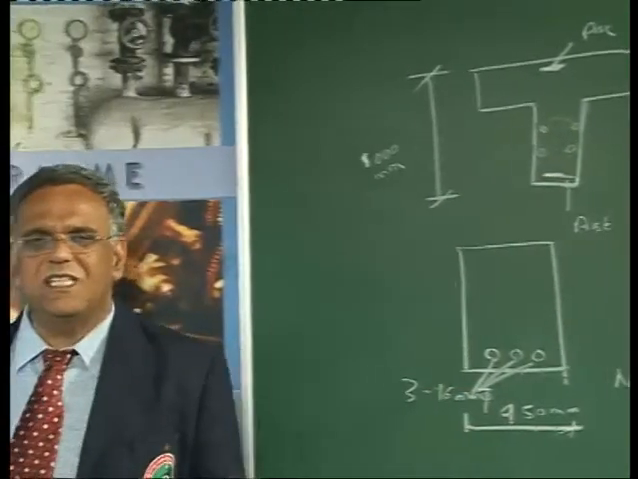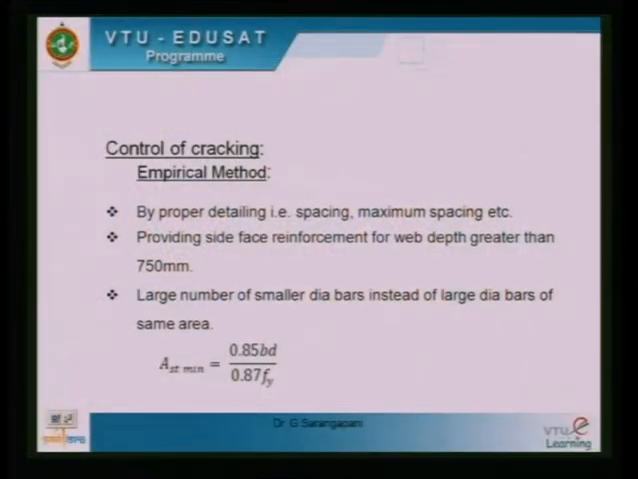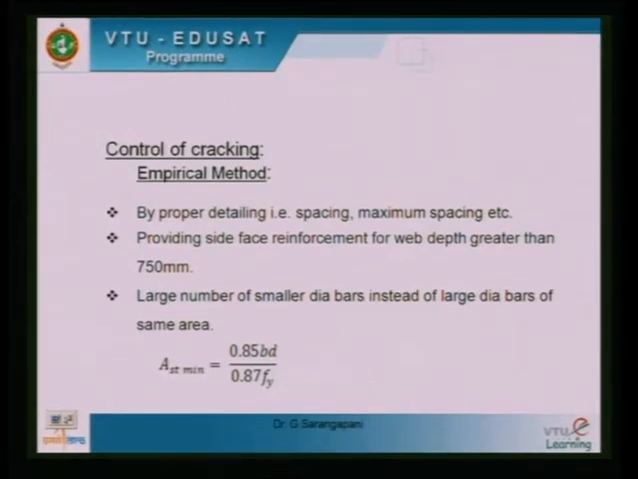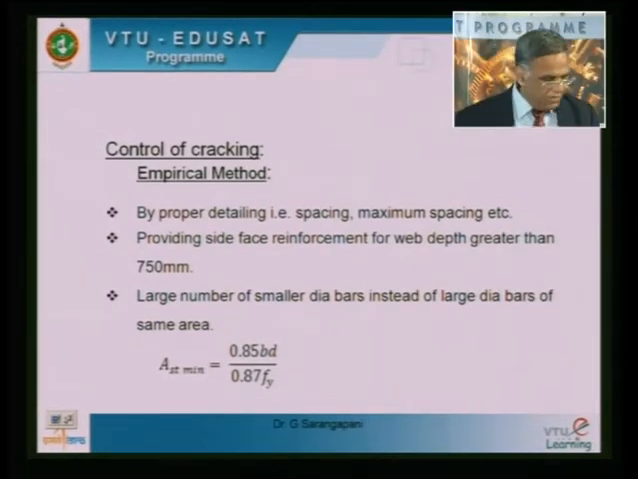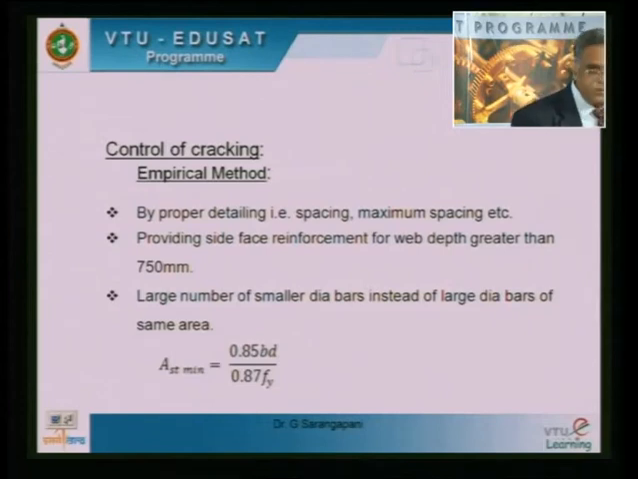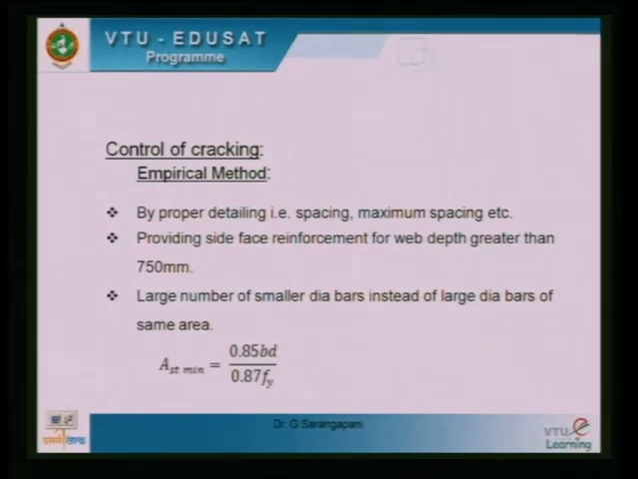The code clearly says to provide the side face reinforcement whenever the depth of the web is greater than 750 mm. In case of L beams, this is restricted to 450 mm. So this detailing has to be followed whenever we have large depth beams. If you give importance to these detailing aspects, one can avoid the cracking. All this comes under this empirical method.